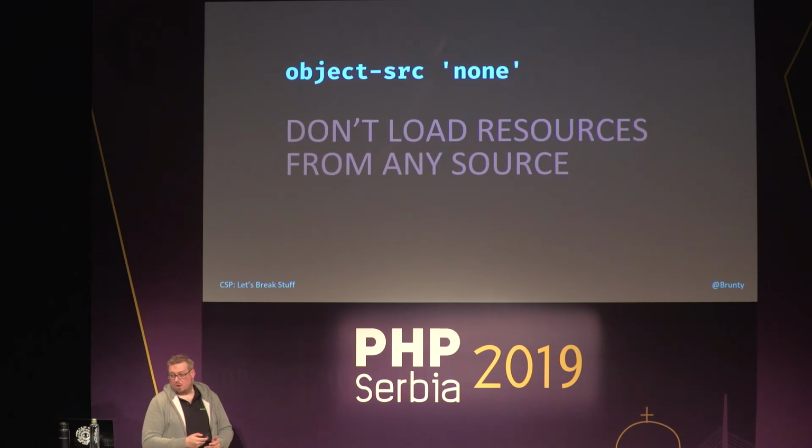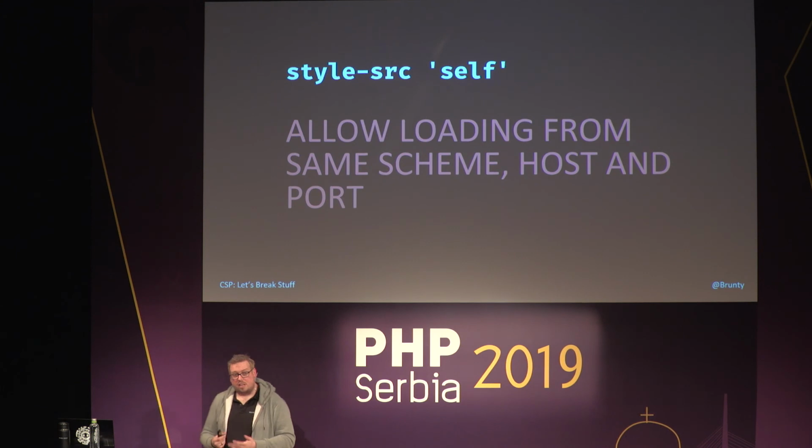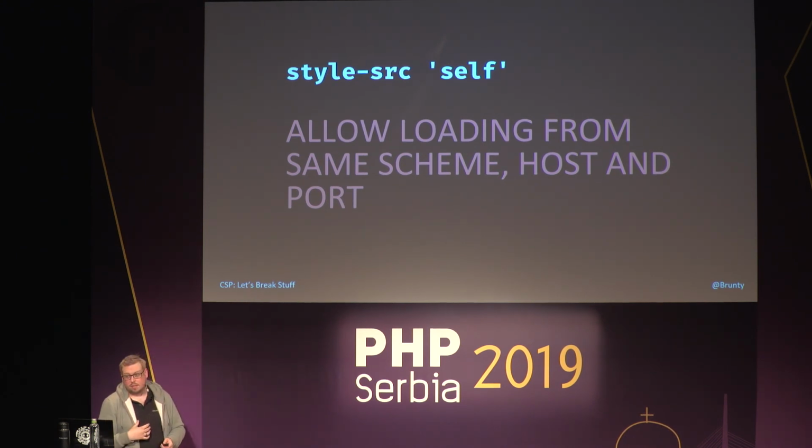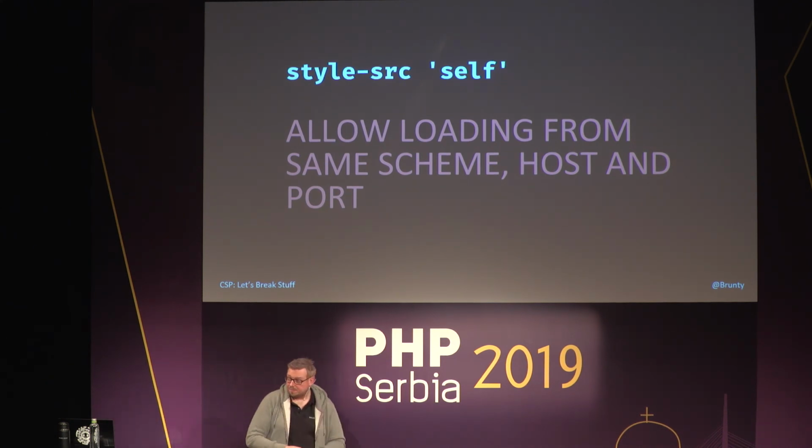We could say object source none, which says don't allow anyone to put an object onto my page. So if, for example, you had a website that didn't use images for whatever reason, you could also say image source none, and it would never load images. Style source self says if the host, scheme and port matches, I trust myself. So allow me to load things from my own domain effectively.